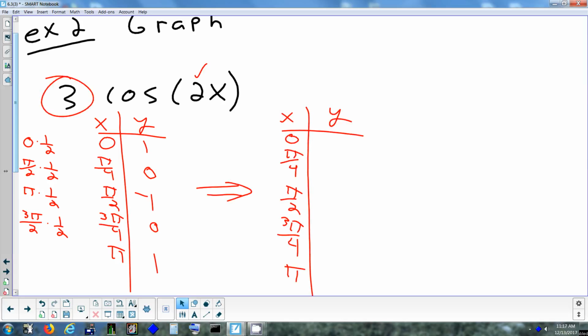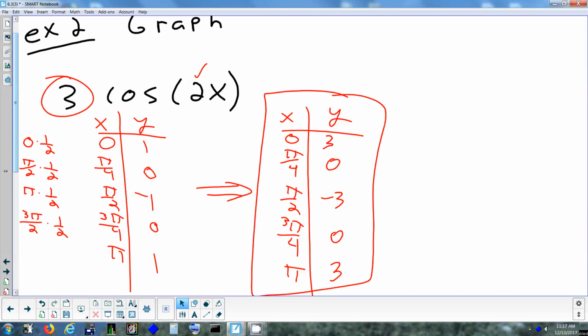And now, what am I going to do to all my y's? Multiply by 3. Yep. What do I get if I multiply them all by 3? 3, 0, negative 3, 0, 3. There's your table. Any questions on that?